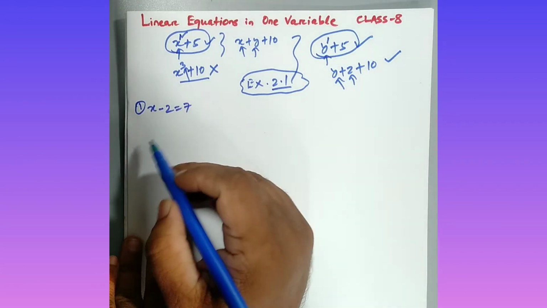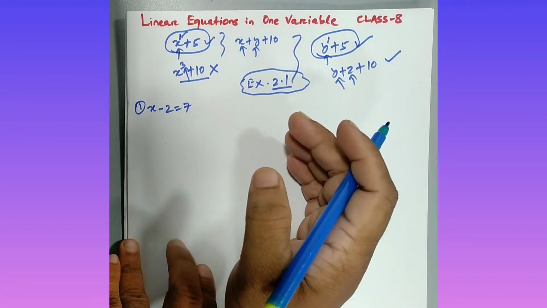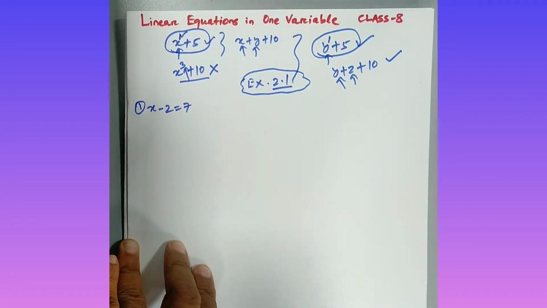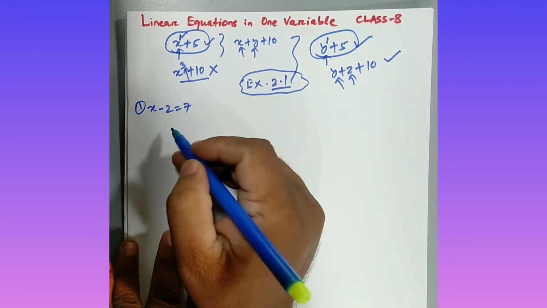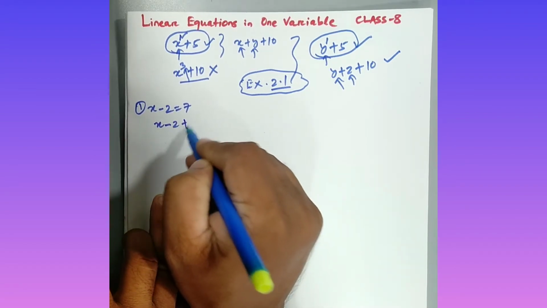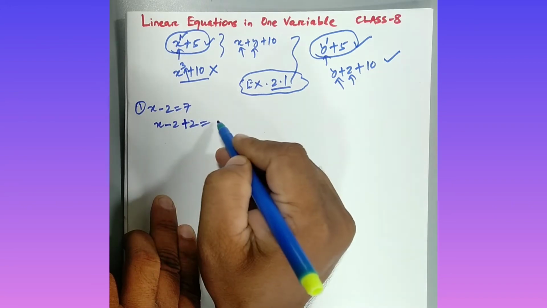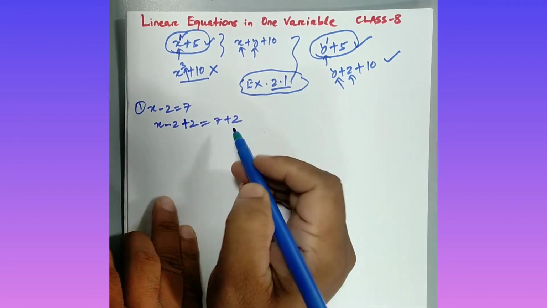Look here, x minus 2 equal to 7. You have to write in such a manner that the left hand side should be x. You have to balance it so that the left hand side is in x. How can you write that? I have to write x minus 2 plus 2, because I am adding plus 2. Obviously I have to add plus 2 on the right hand side also. Yes or no?